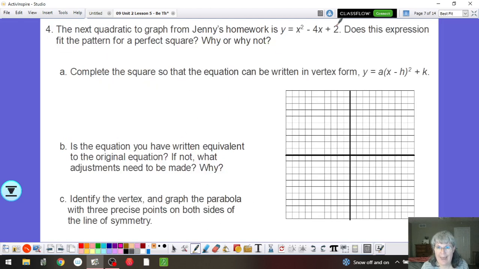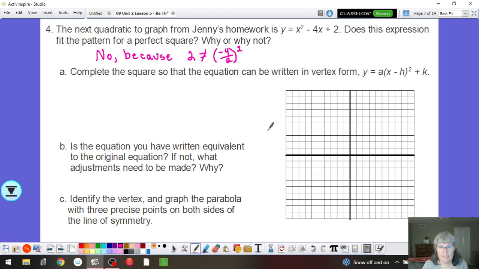Is 2 half of negative 4 squared? Half of negative 4 is negative 2. Negative 2 squared is a plus 4. So no, and we can say that because 2 is not equal to negative 4 over 2 squared.